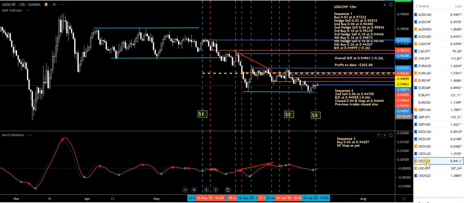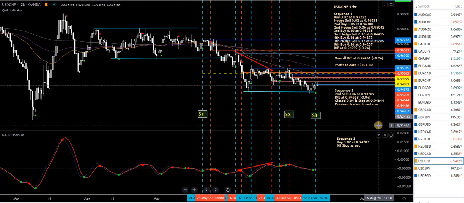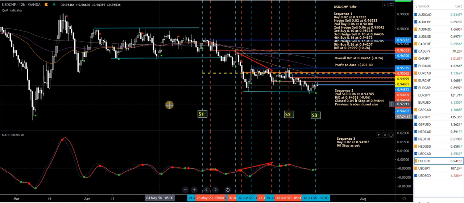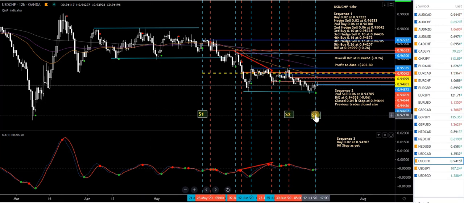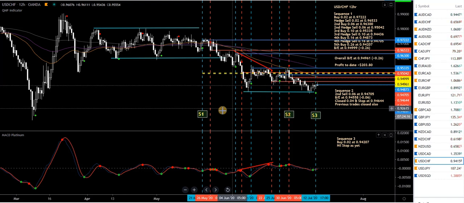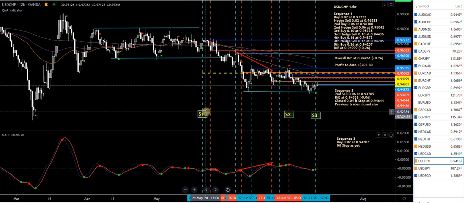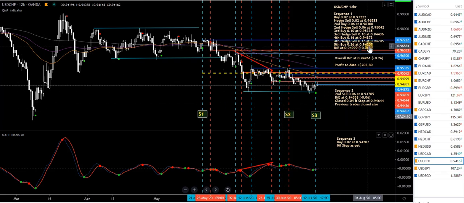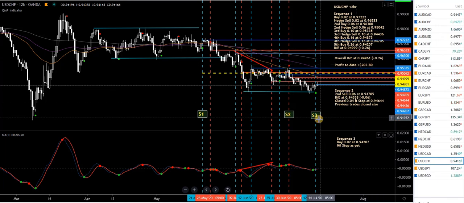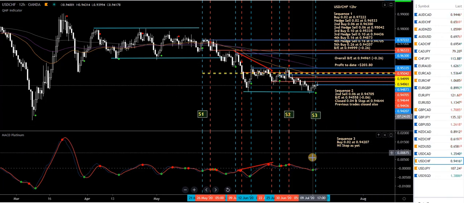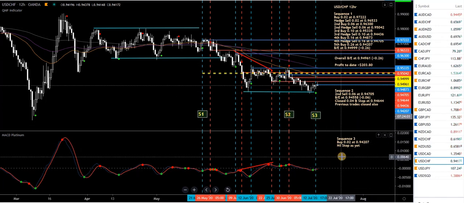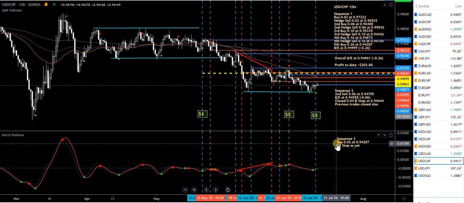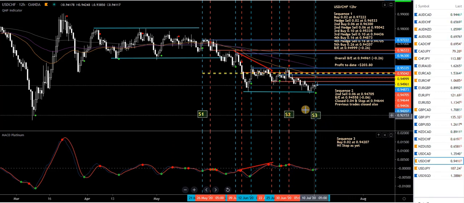Right, USD Swiss franc, one pair that causes me grief on both the 12-hour and the daily charts. New buy signal this morning. This afternoon. It's already gone against me a little bit. So sequence 1, I took a 5th buy trade, so that's that 94207. And sequence 3, new buy trade, MACD Platinum's just below the zero level, 94207, same price. So 2 trades taken on there.